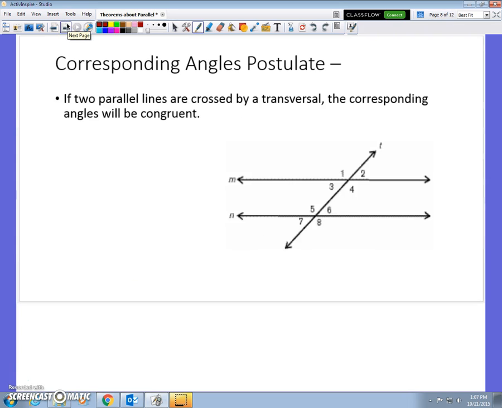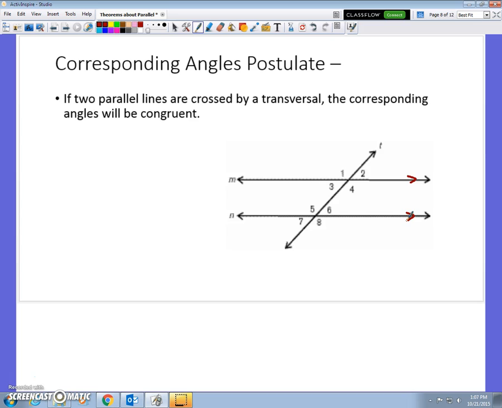So now we have a postulate, and you're going to find these postulates all have something very similar: a lot of congruencies. The postulate says if two parallel lines are crossed by a transversal, the corresponding angles will be congruent. First, I don't see any markings for parallel. If you see those little arrows on the lines, that denotes that they are parallel.